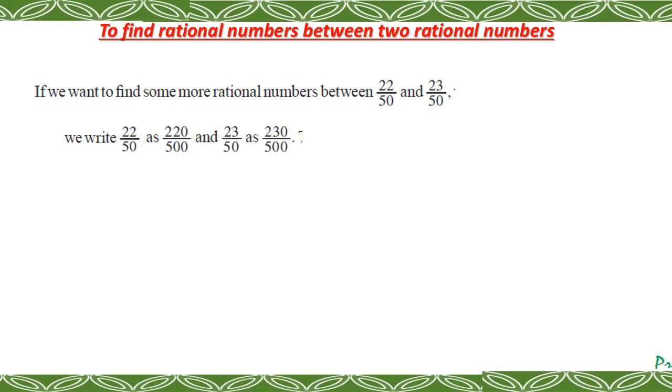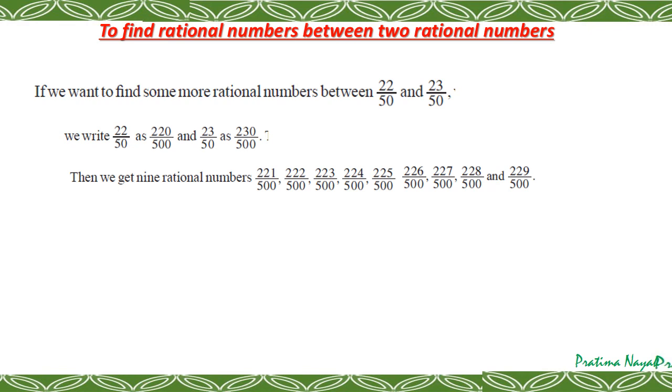Now you take as many as possible between 220 and 230. So the numbers will be 221 by 500, 222 by 500, 223 by 500, 224 by 500. And if you feel you cannot follow from the video, please pause the video and write once, you will understand better.